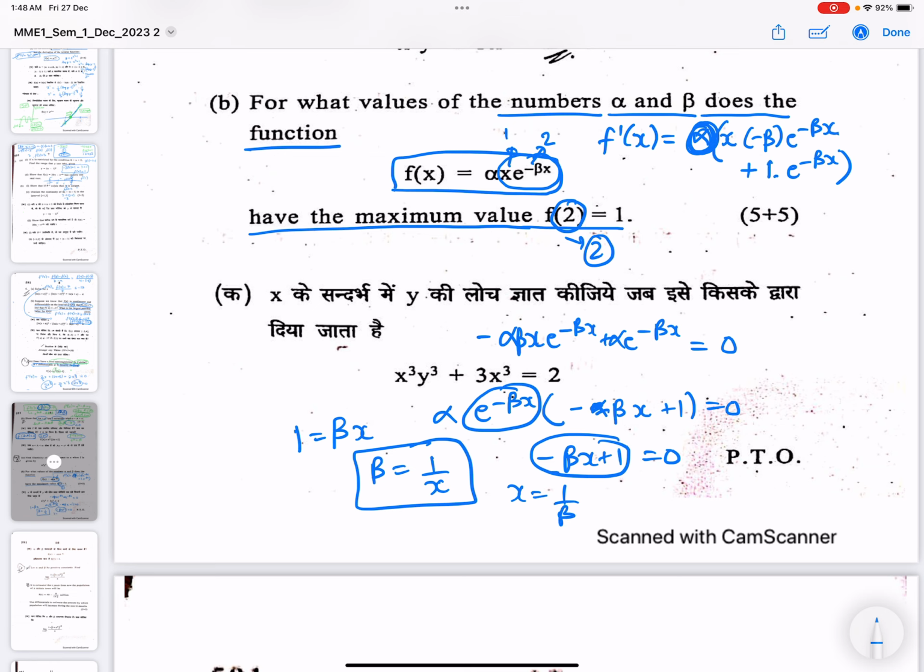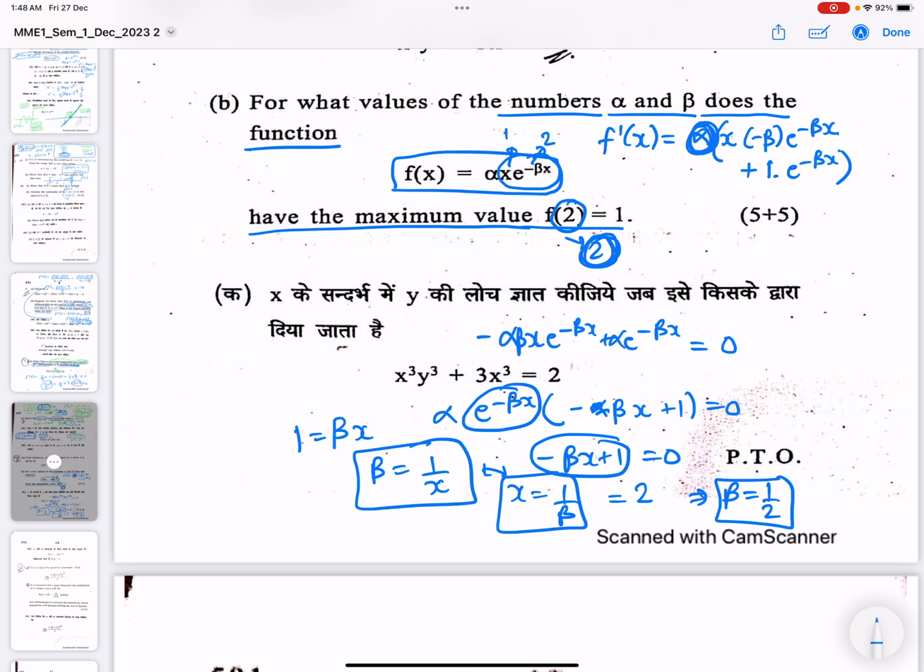Same thing. And we know x equals to 2 is a critical point. So 1 by beta equals to 2. So this implies beta equals to 1 by 2. I hope till this it is clear.